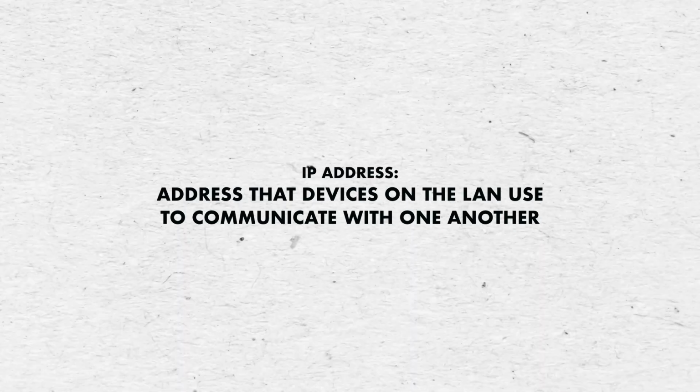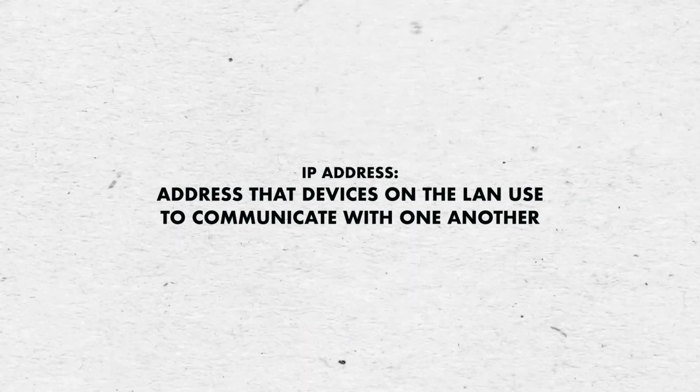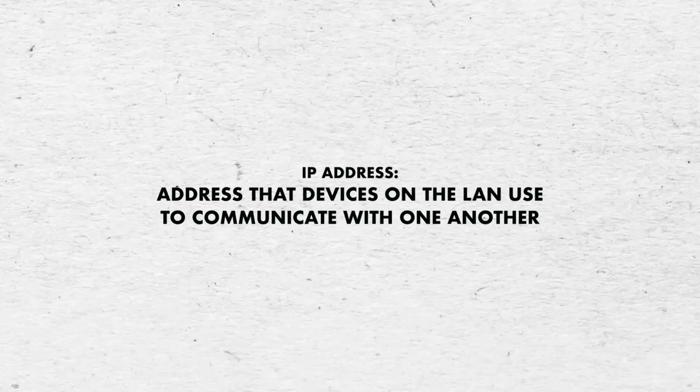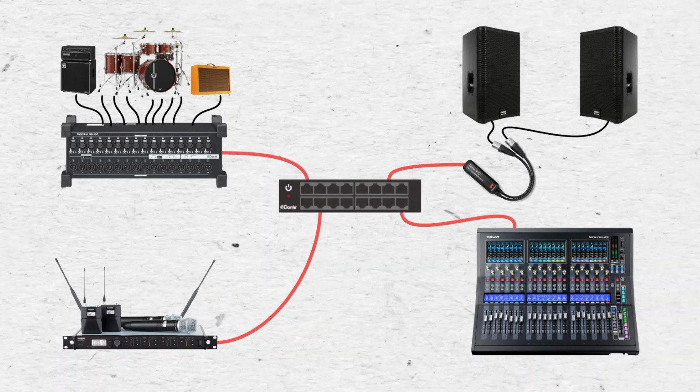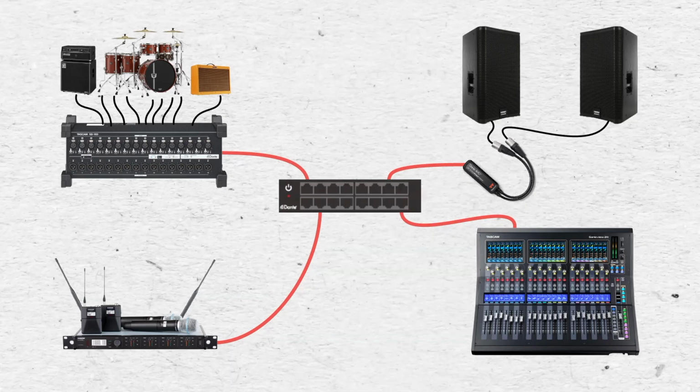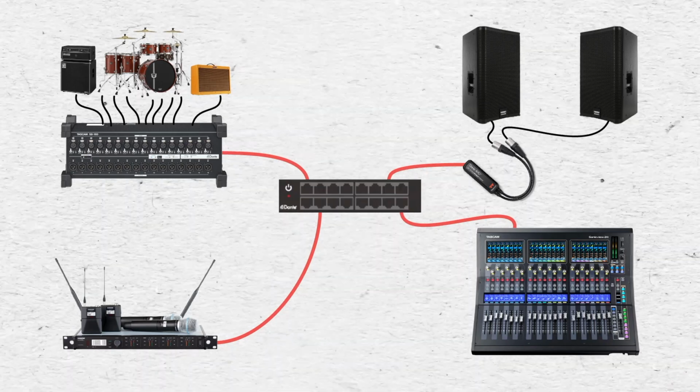Think of the IP address as a phone number of a device, a number that devices on your local area network, or LAN, will use to communicate with other devices on the LAN. Most audio systems you'll encounter will operate solely on the local area network, like I've shown here on this diagram, where each device is connected to a switch on the LAN, and through that switch, they communicate.